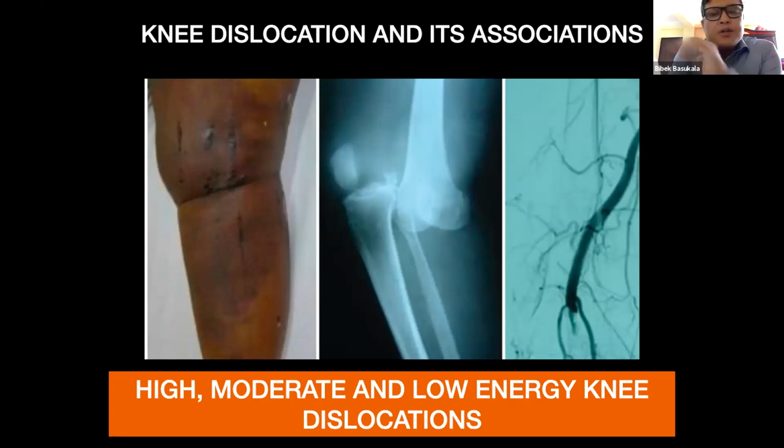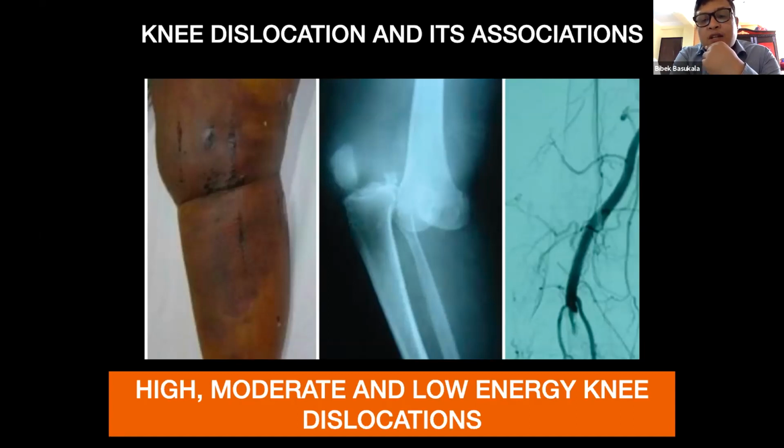So let us continue with our panel discussion. The knee dislocation is a very severe injury, as has already been mentioned. These knee dislocations are usually associated in 30 to 40% of cases with popliteal artery injury or common peroneal nerve injuries. As Dr. Sunil has already mentioned, they may be high velocity, moderate velocity, or low energy knee dislocations. High velocity knee dislocations are because of road traffic accidents, moderate velocity are because of sports injury, and low energy knee dislocations are because of obese patients with minimal injury while twisting his or her knee.